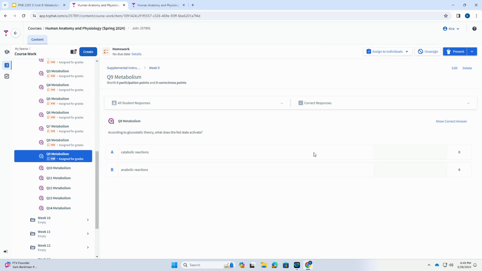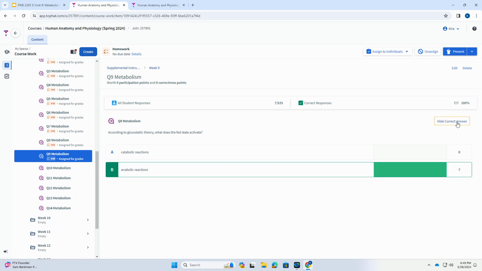According to glucostatic theory, what does the fed state activate? Anabolic or catabolic reactions? Yeah. High blood glucose initiates forming storage molecules, building.